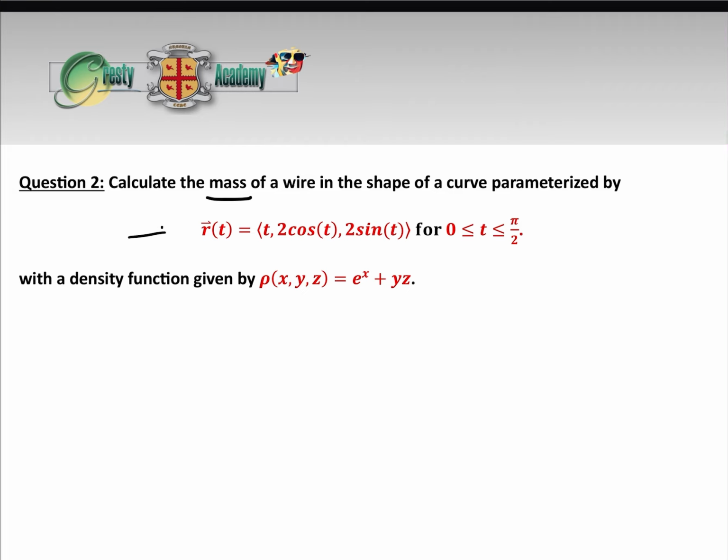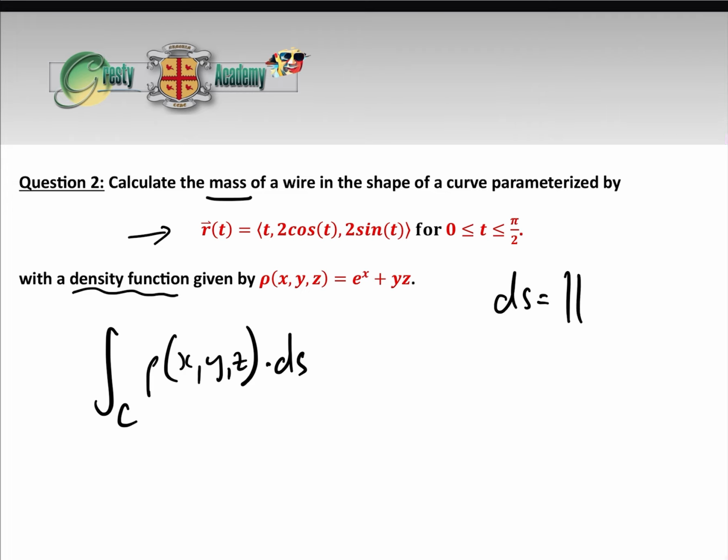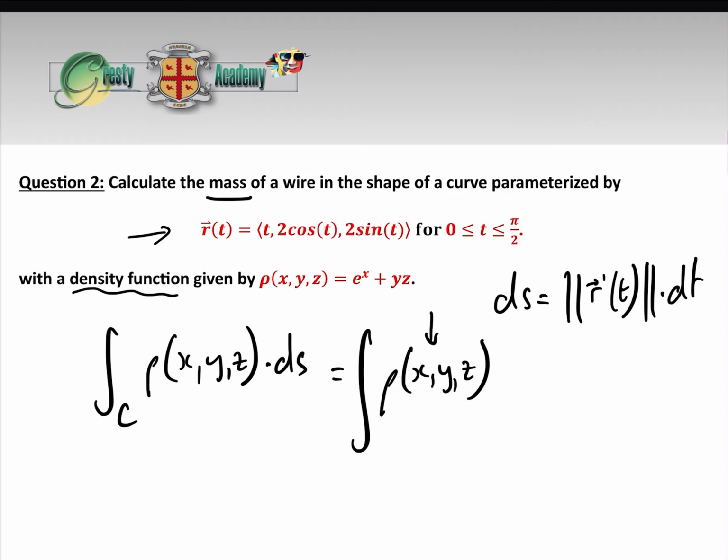Calculate the mass of a wire here, the shape parameterized by this, and they are giving us a density function. So again, it's going to be a scalar line integral. But basically this time it's going to be the integral over the curve of rho, which is the density function, x, y, z, ds, which we now know is the magnitude of r dash t dt, so therefore that equals the integral of rho x, y, z, which we're going to convert into t form, times the magnitude of r dash t dt.